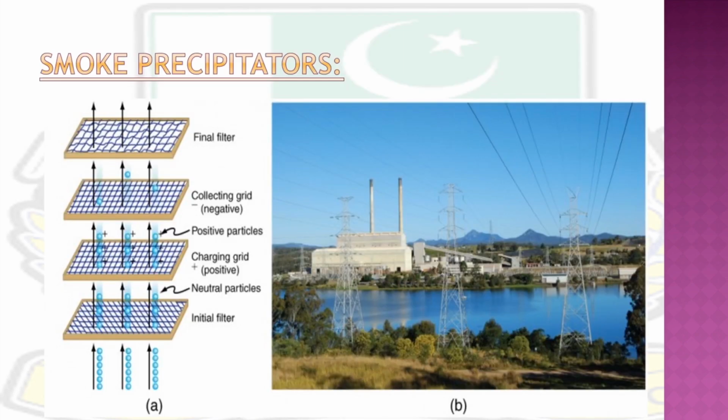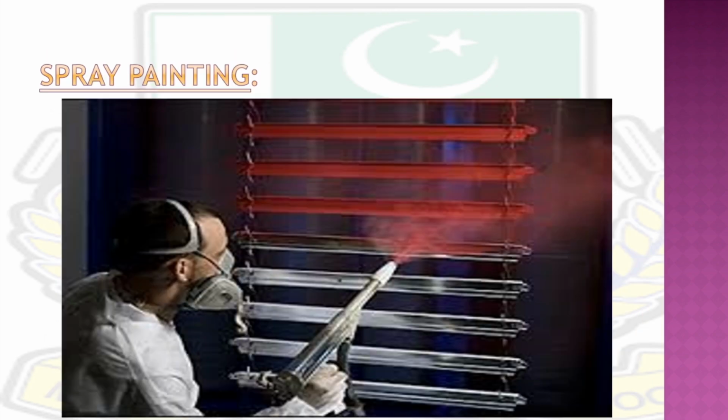Here you can see the schematic diagram of an electrostatic precipitator. Air is passed through grids of opposite charge. The first grid charges airborne particles, while the second attracts and collects them. In B, you can see the dramatic effect of the electrostatic precipitators by the absence of smoke from this power plant. In the last row, you have to see the spray painting.